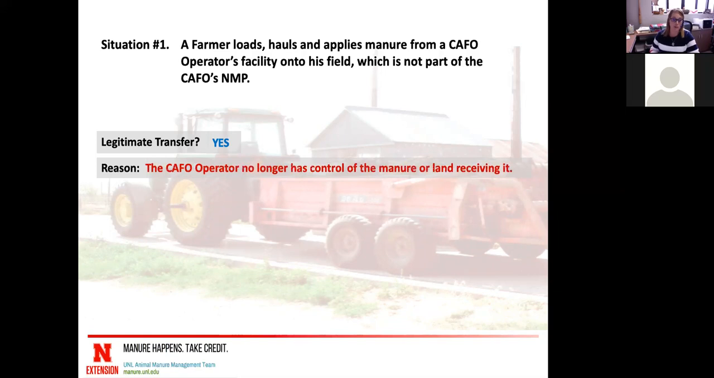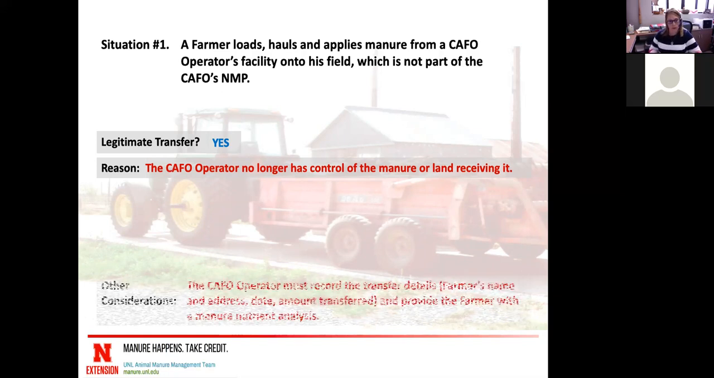The reason we would consider it a transfer is that the CAFO operator no longer is controlling the manure or the land that's receiving it. So it has officially left his or her hands, and decisions about how it's applied are being made by the farmer that has it. Keep in mind, this CAFO operator would need to record all the details of that transfer and give the farmer a copy of the analysis for that manure.